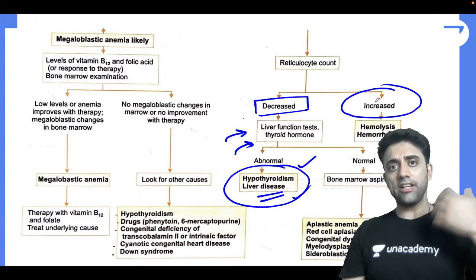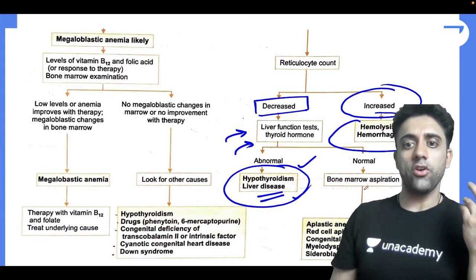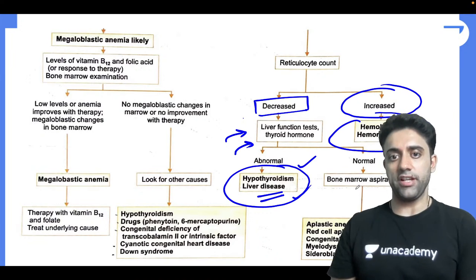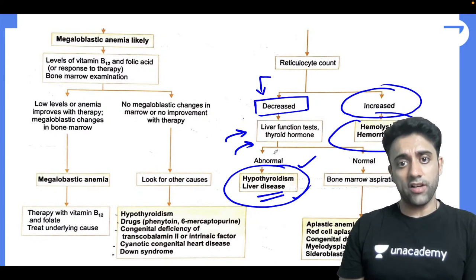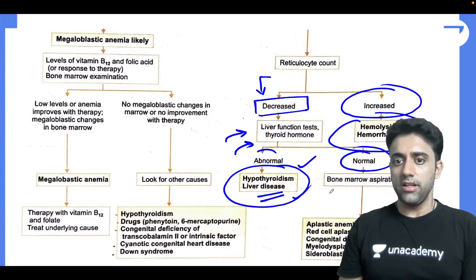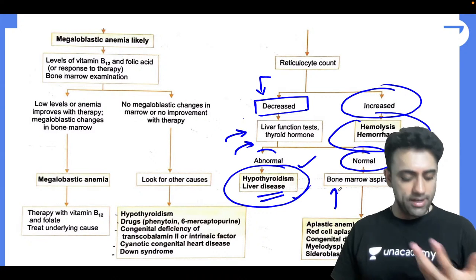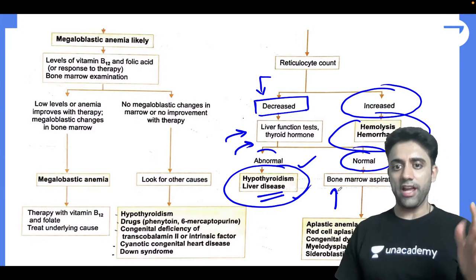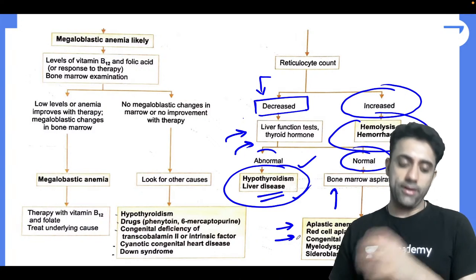If the retic count is increased, meaning more hemolysis, naturally then you will think of any hemolysis or any hemorrhage. And if the retic count is decreased, liver function and thyroid are also normal, then the last option we have is bone marrow. Bone marrow is for everything. Could be aplastic anemia or red cell aplasia, could be any bone marrow problem.